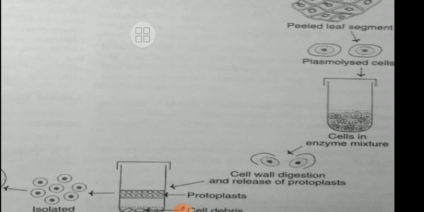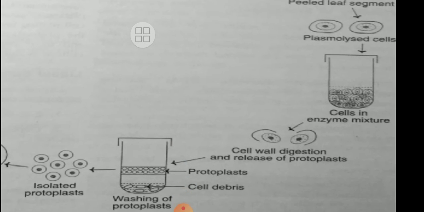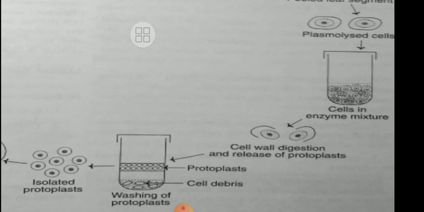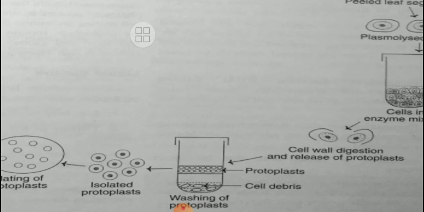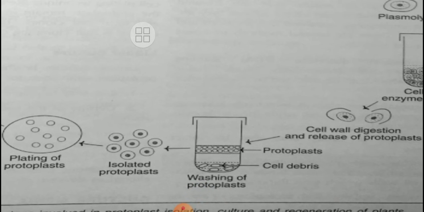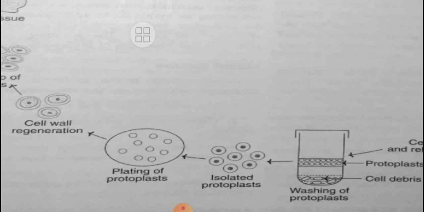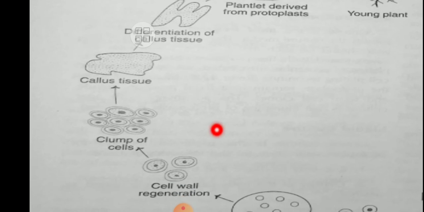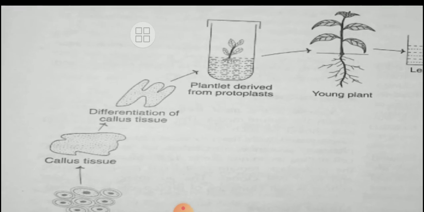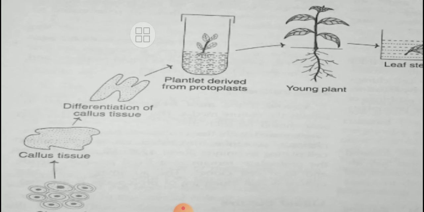Put those cells into the cellulase and pectinase enzyme containing mixture. Put these plasmolyzed cells into the cellulase and pectinase containing mixture. Then after incubation of a few hours, you will find cell wall digestion and release of protoplast takes place. Upper layer protoplasts are there, and at the bottom we will find cell debris. Now this protoplast is to be isolated. Plating of protoplast: cell wall generation takes place, then clumps of cells, callus culture, differentiation of the callus culture, and plantlets are derived from a protoplast.